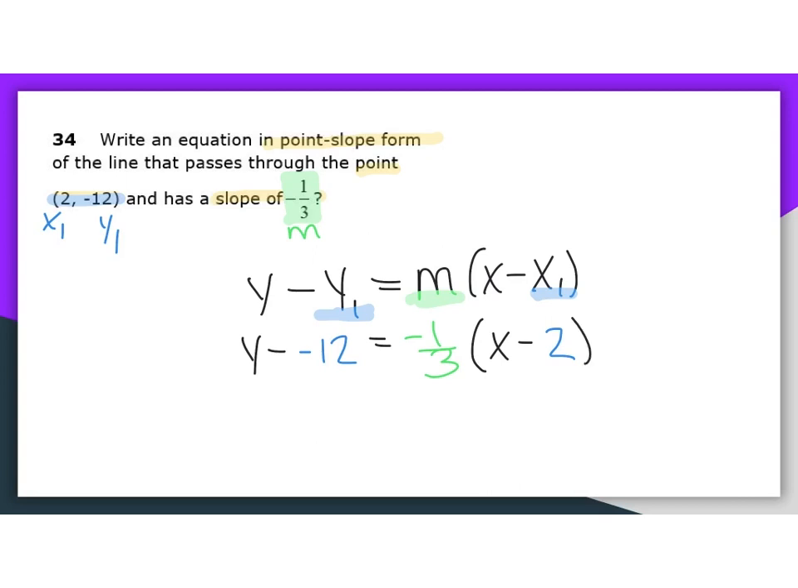Now we substitute our values in, but we don't want to have two operations back to back. And so a minus negative will always change to a positive. And then from here, we can go ahead and stop because all we were asked to do is to input this in point-slope form.